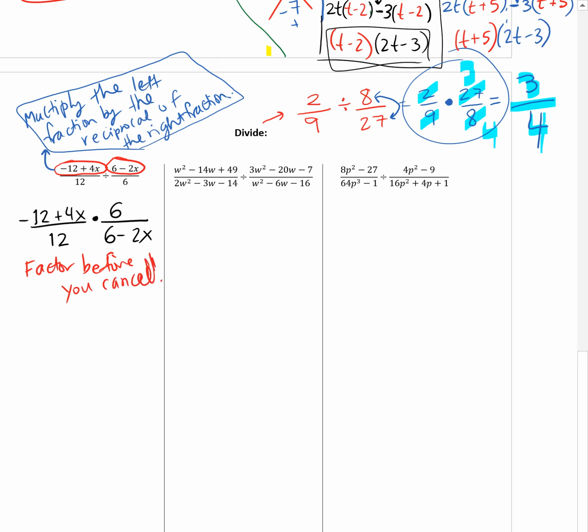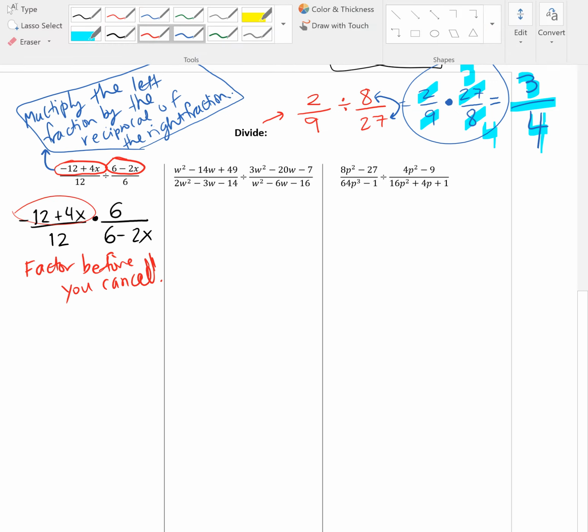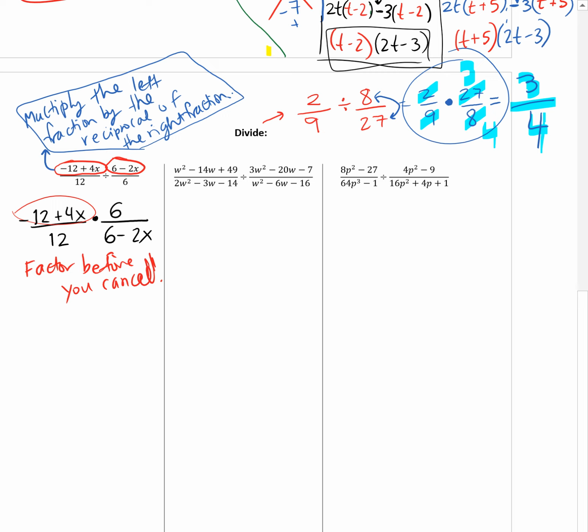Okay, so looking at the numerator of the left fraction, there's not really a lot I can do. I can factor a common factor out. There's a 4 in common. And now that I think about it, why is it negative 12 plus 4x? Why not 4x minus 12? I think I'm going to rewrite it that way. I don't know why they wrote negative 12 plus 4x. They're trying to freak us out.